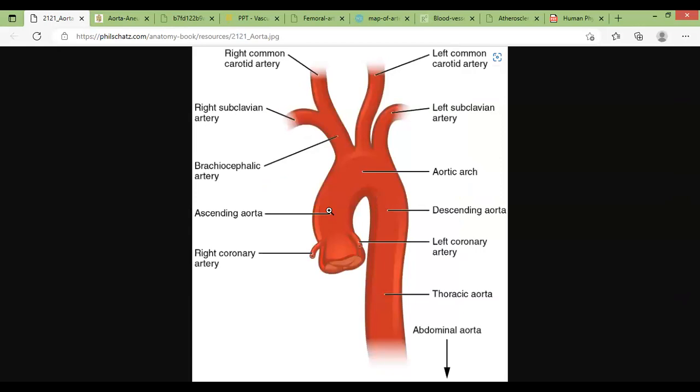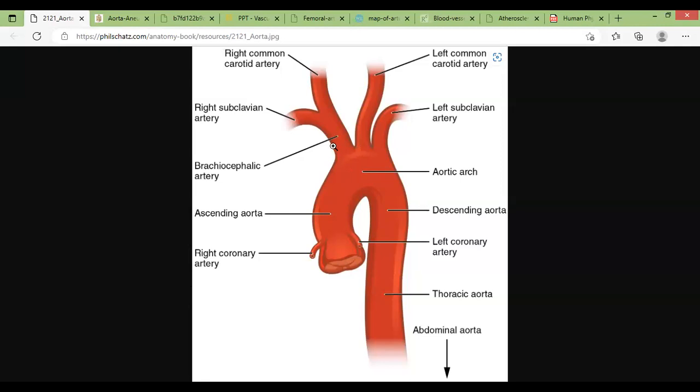Then we have the ascending aorta, and the aortic arch, or arc, I don't know how you pronounce that. Now these are the three branches of the aorta here at the aortic arch.